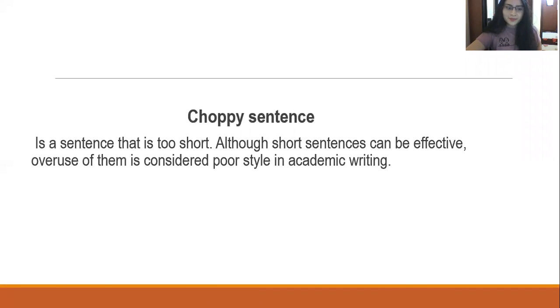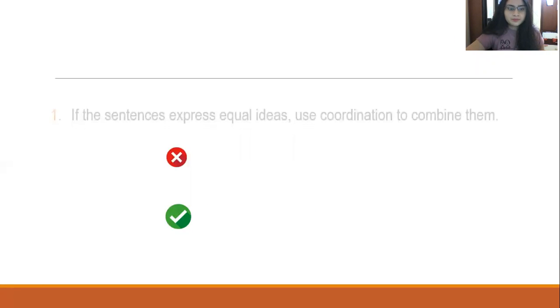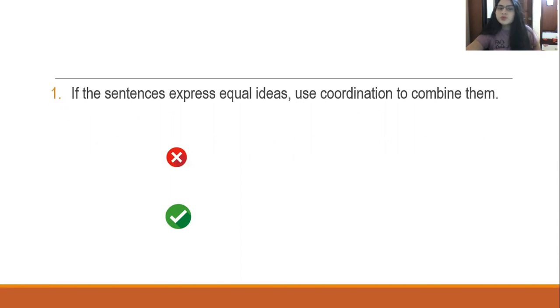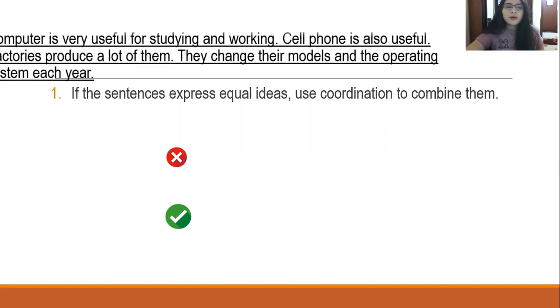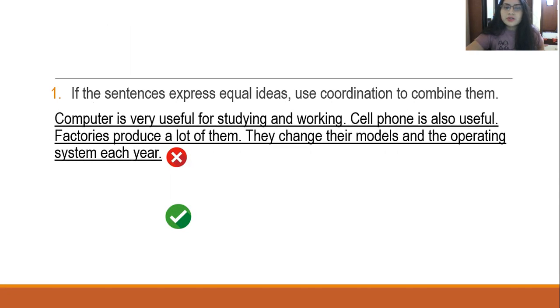A choppy sentence is a sentence that is too short. Although short sentences can be effective, overuse of them is considered poor style in academic writing. For example, here we have two cases. The first case: if the sentences express equal ideas, use coordination to combine them.